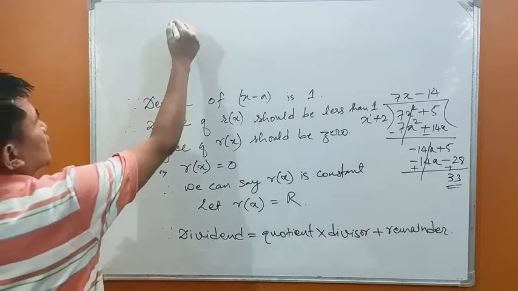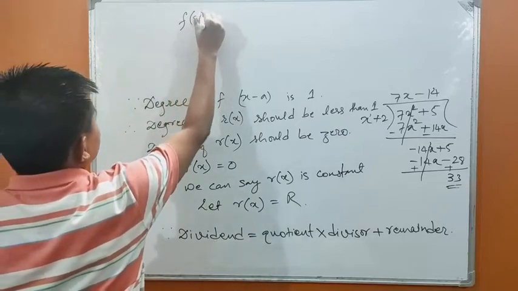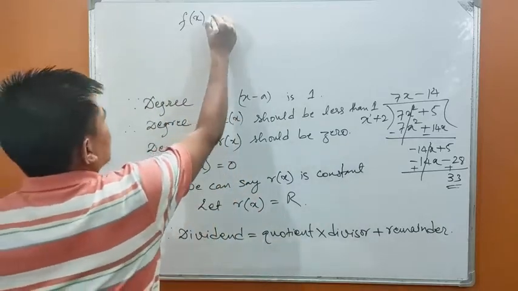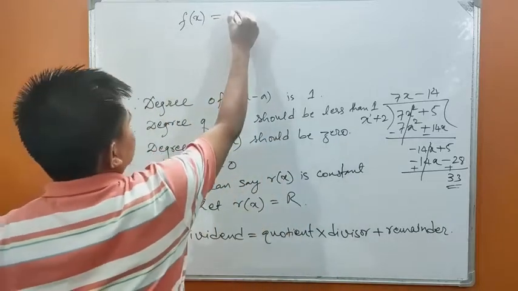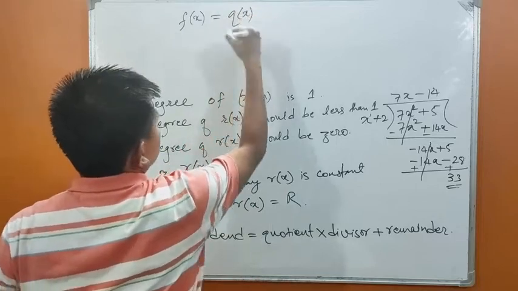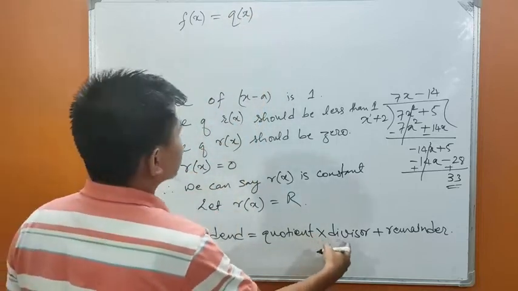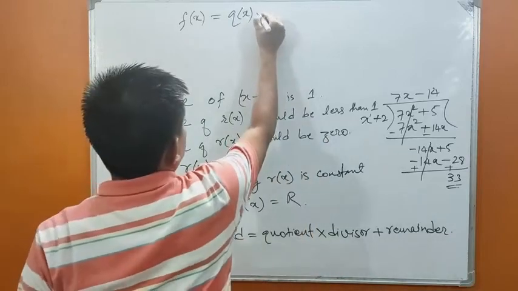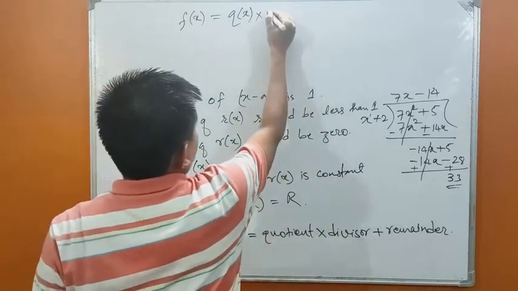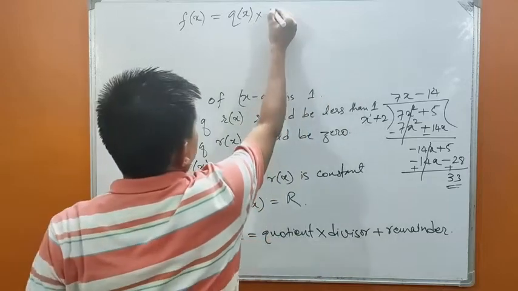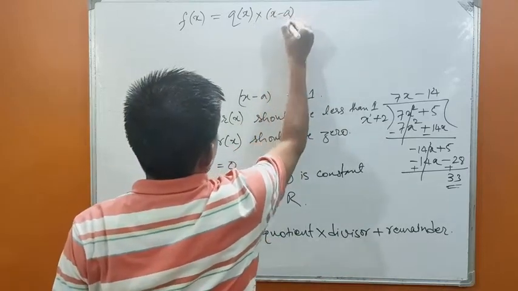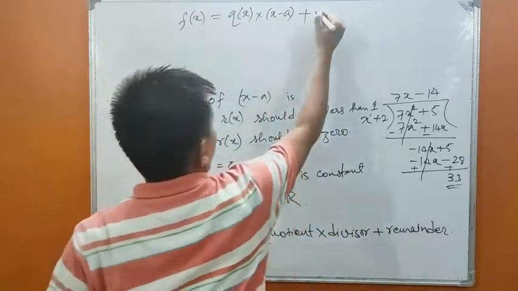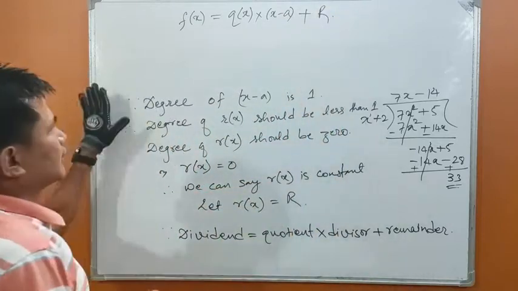Dividend is what? What is our dividend? Our dividend is fx. Fx was divided by x minus a. So our quotient is qx, isn't it? We have supposed our quotient to be qx, and divisor is x minus a. Quotient into divisor is qx into x minus a, plus our remainder. We have supposed remainder Rx is R. Got my point?